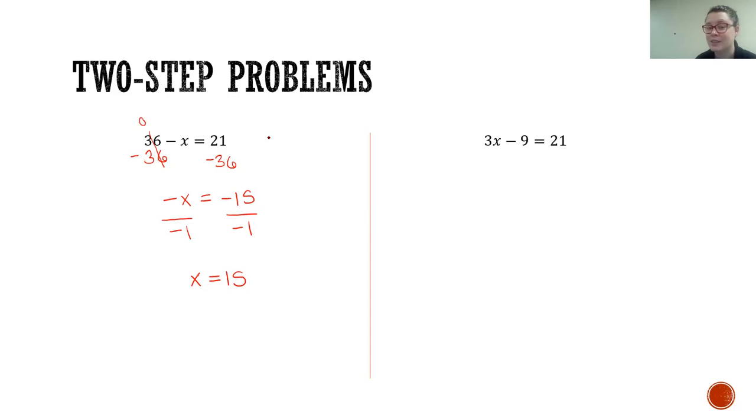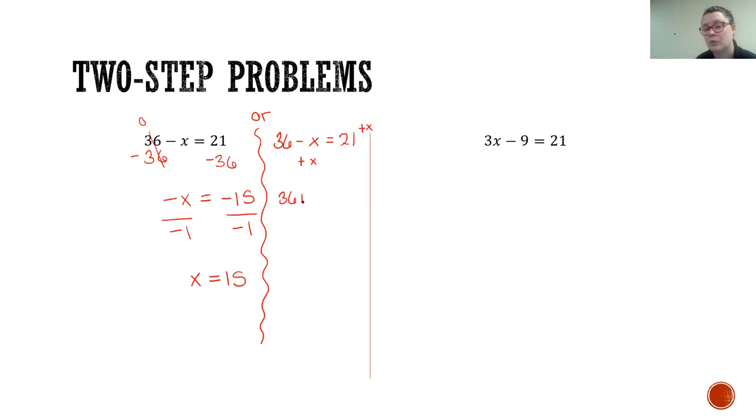Okay? There is another way we could have done that question. So I'm going to put a little line down here and we'll throw in an or. Or we could have said 36 minus x equals 21. We could have moved the negative x first. And let's say, well, we want the x to be positive because when we solve for x, we never want to get negative x. So we could say, well, plus x on this side, plus x on this side.